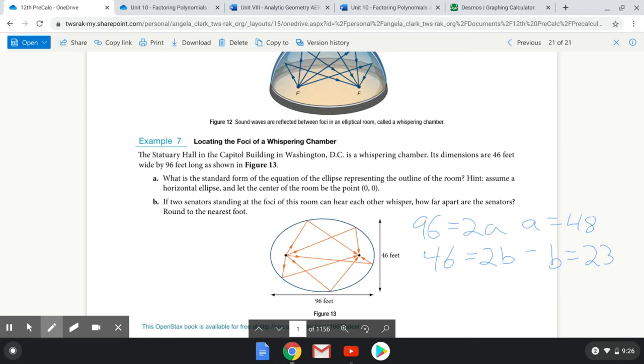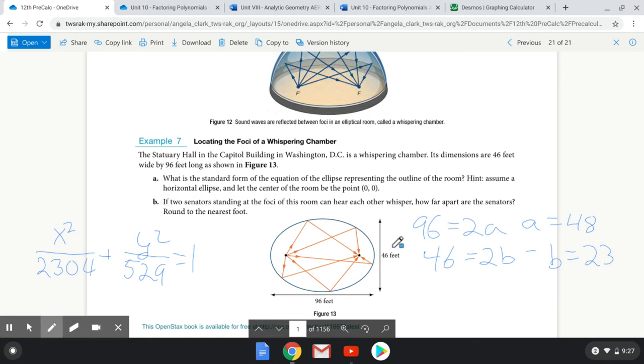Writing the equation from this point is actually really simple. If the center is at (0, 0), then we don't have to add anything to the x or the y. The x direction is our major axis, so if the major axis is in the x direction, then a squared goes under the x. So we have x squared over a squared, and 48 squared is 2,304. Plus y squared over b squared, and 23 squared is 529, equals 1. Always 1, right? So this is our equation.